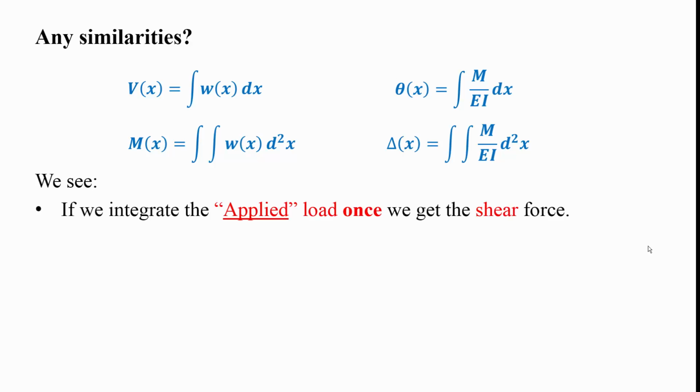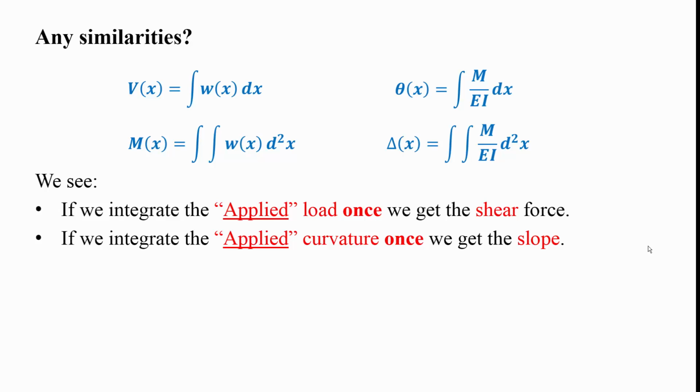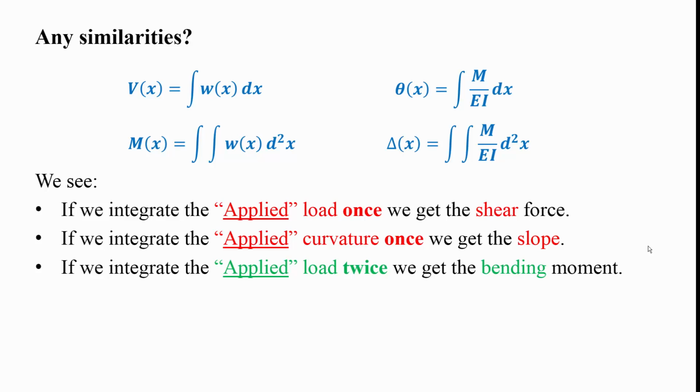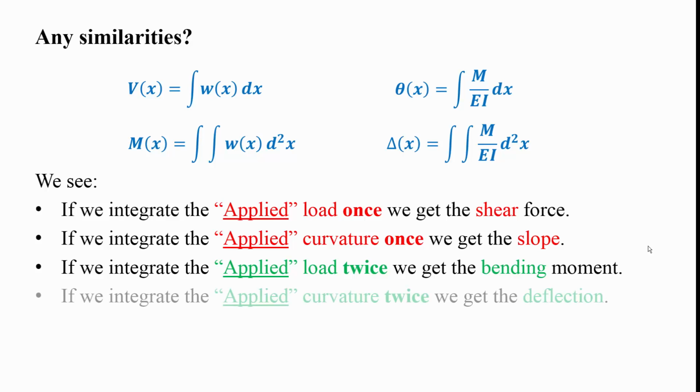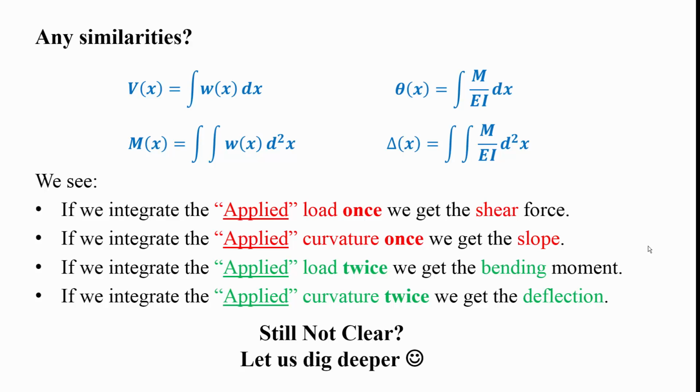If we integrate the applied load once, we get the shear. And if I integrate the applied curvature once, I get the slope. And if I integrate the applied load twice, I get the bending moment. And if I integrate the applied curvature twice, I get the deflection. Still not clear? Let's dig deeper.